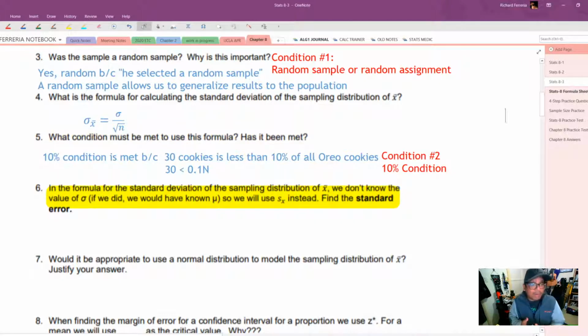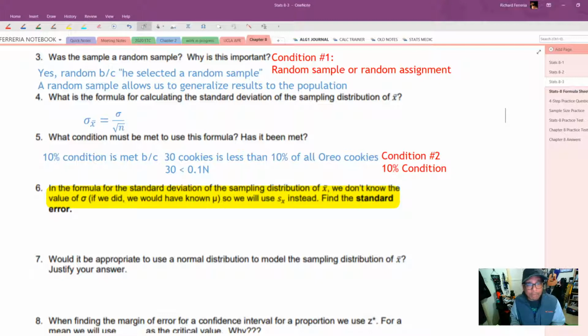In the formula for the standard deviation of the sampling distribution of x bar, we don't know the value of sigma. Remember that you need to know mu to calculate sigma. And if you knew mu, then why are you bothering estimating what mu is? So under almost all circumstances, we actually don't know the value of sigma.